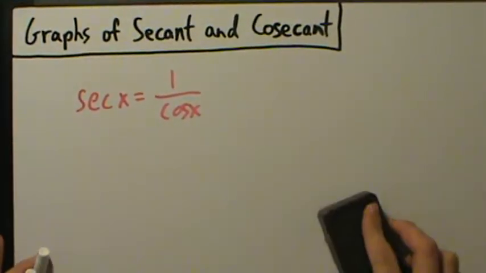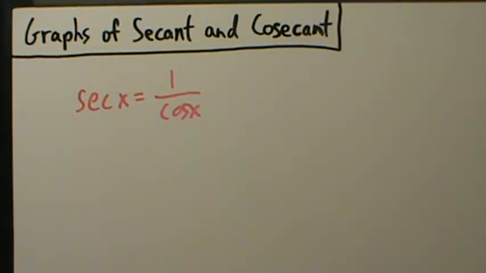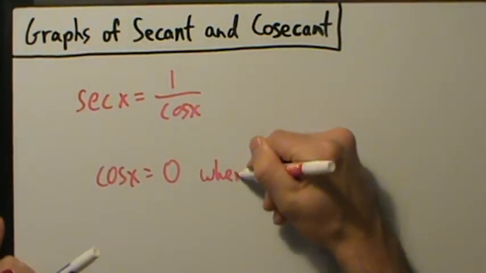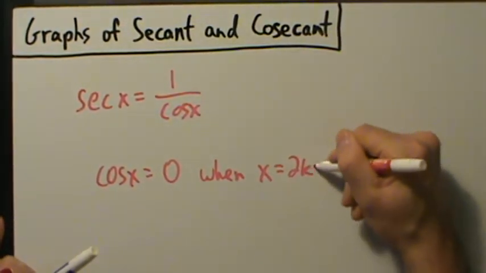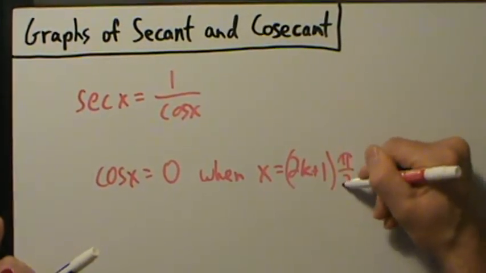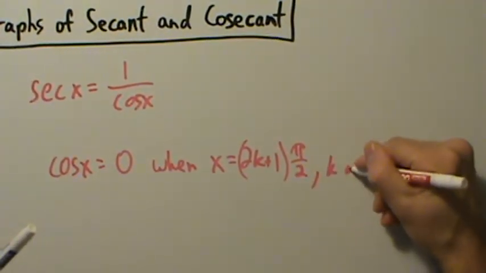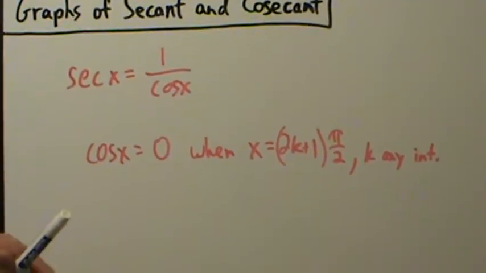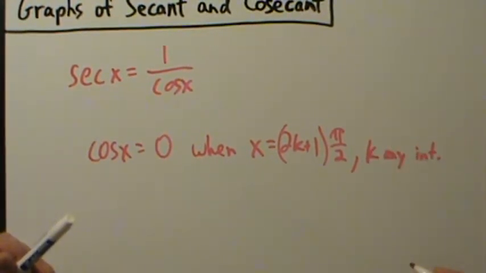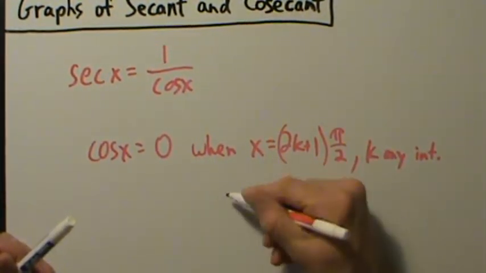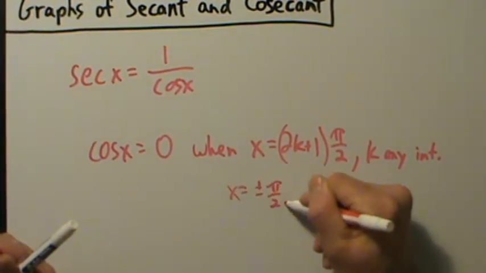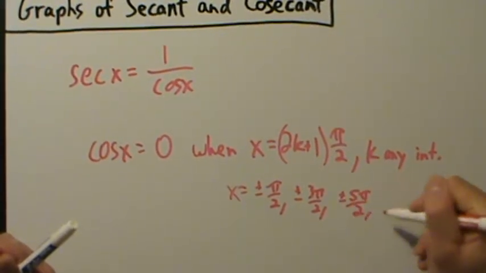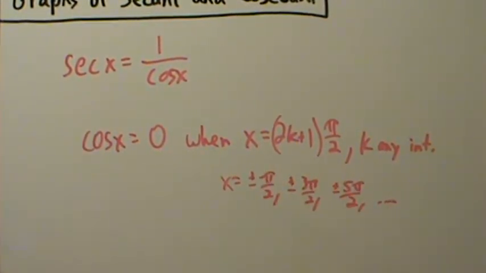So basically, where is cosine of x 0? Cosine of x equals 0 when, and we talked about this several times, x equals (2k plus 1) times pi over 2, where k is any integer. I'll abbreviate integer as int. So k is any integer, and basically this is just a short way of saying x equals plus or minus pi over 2, plus or minus 3 pi over 2, plus or minus 5 pi over 2, and so on and so forth. That's all that really is.